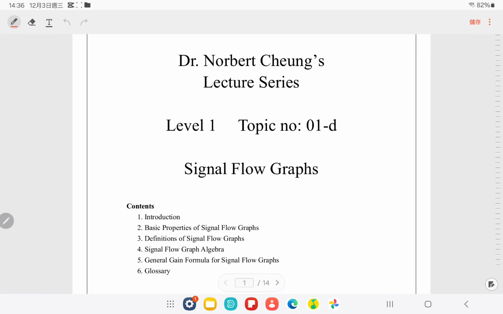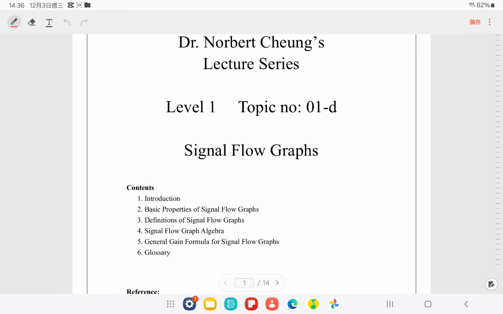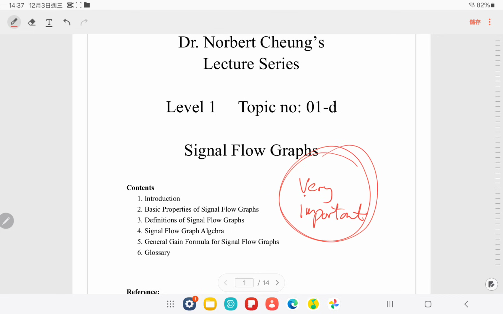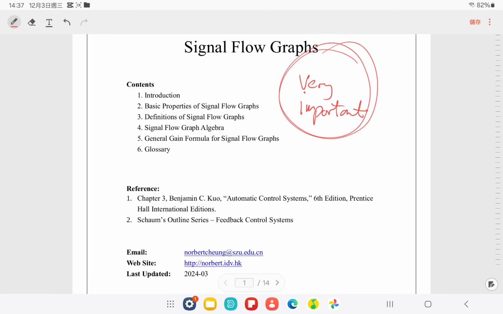Then we go to signal flow graphs. I just tell you, very important. There won't be any exam paper that does not contain a signal flow graph. In other words, there will be a question on signal flow graph. And then you will ask, what type of question will appear in the signal flow graph? Actually, there are two types of questions. So let's go through this.